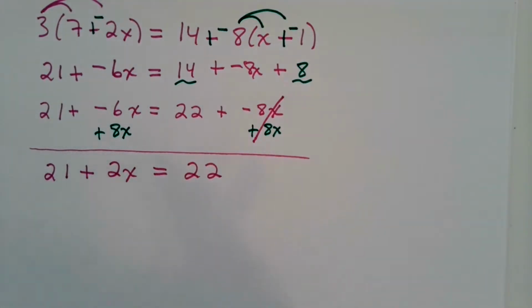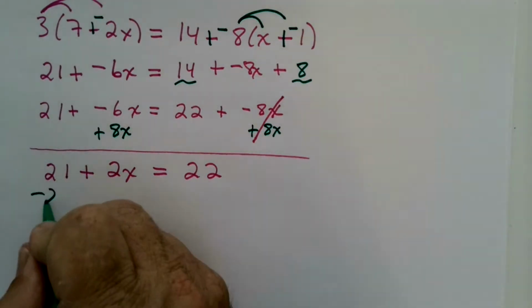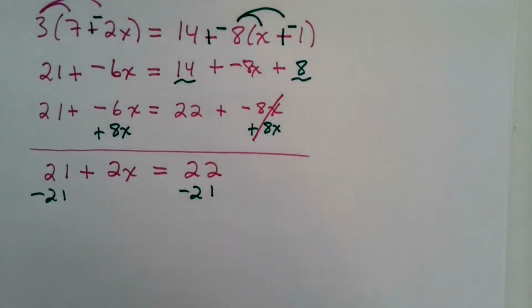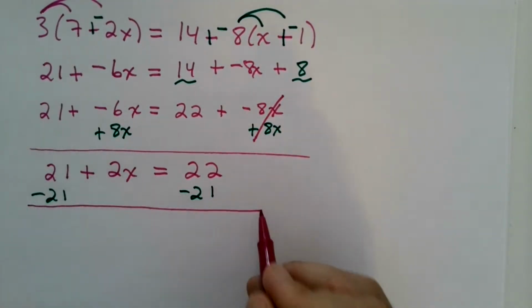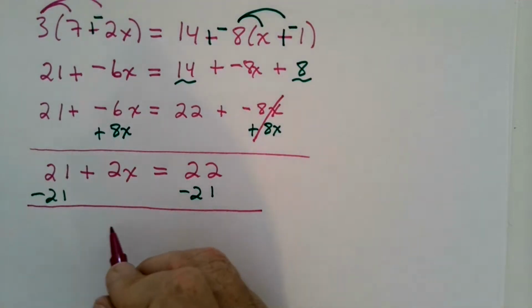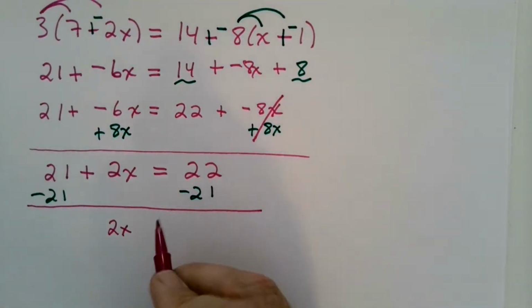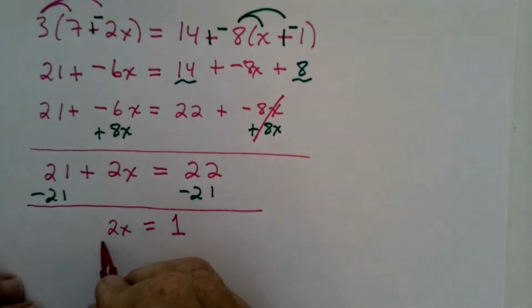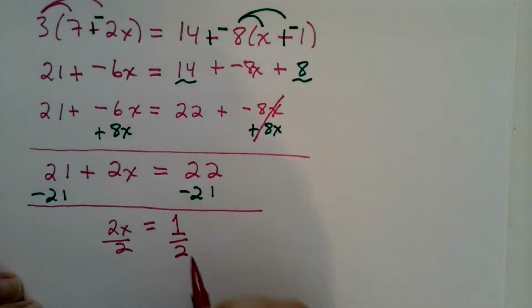Get the x's by themselves, so we will subtract 21 from both sides. Subtract 21, subtract 21. 21 plus negative 21, or 21 minus 21 is 0, plus 2x is 2x. 22 plus negative 21 is 1. To finish this, we're going to divide both sides by 2, and I get x equals 1/2.